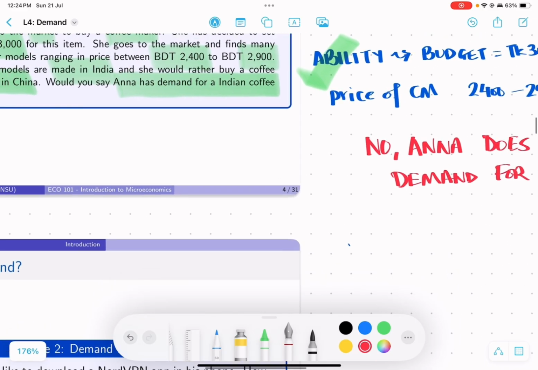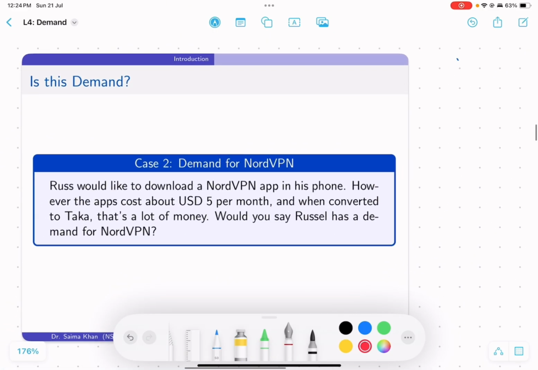Okay, now let's move on to the next example. All right, so here we are talking about Russ. Russ would like to download NordVPN, right? He wants to download the app onto his phone. But then when he goes into the app store and sees the price, he has the shock of his life because it's $5 per month, which may not sound like much in USD, but when you convert it, it's actually more than 500 taka. So that's a lot.